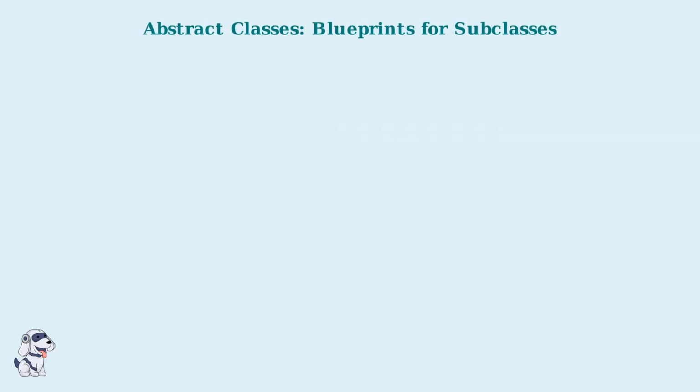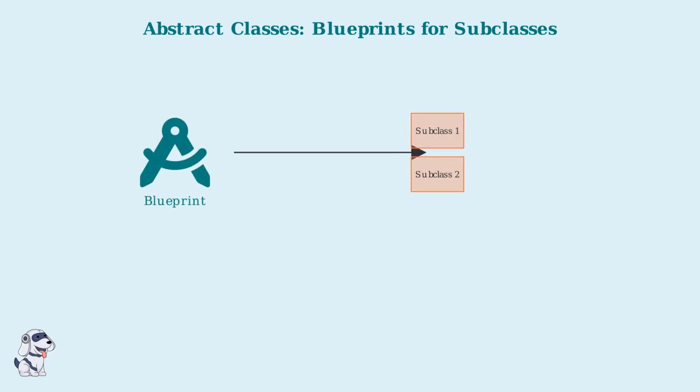Abstract classes serve as blueprints for other classes. They define common behaviors and properties that subclasses can inherit and implement, but cannot be instantiated directly. Think of an abstract class as a blueprint. Just like architectural blueprints define the structure for buildings, abstract classes define the structure for other classes.